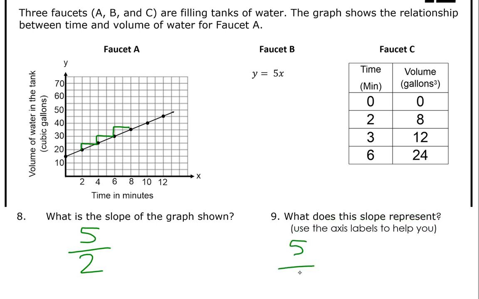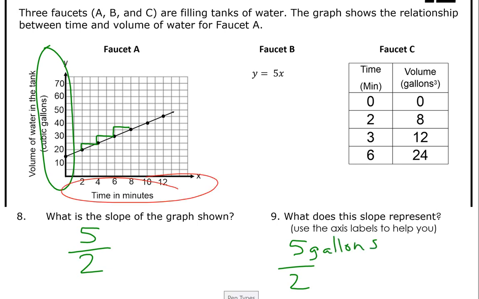So I know the slope is 5 over 2, but what does 5 on the y-axis represent? Well, 5 represents your gallons. And what does the 2 on the x-axis represent? Well, the 2 represents your minutes. So what does the slope represent? It represents 5 gallons every 2 minutes.